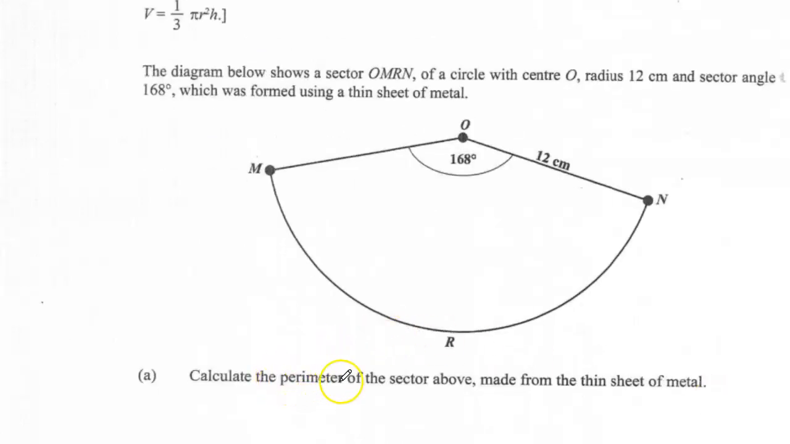Calculate the perimeter of this sector above, made from the thin sheet of metal. So for the perimeter, if this is 12, then this would also be 12, since both of these represent the radius. For the perimeter, we need to find the length of the arc from M to N, MRN.